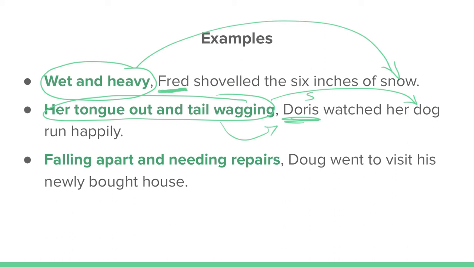Last example. Falling apart and needing repairs, Doug went to visit his newly bought house. Again, Doug is probably not the one falling apart and needing repairs, it's the house. This is supposed to modify the house, but since Doug is the subject, it seems like this modifies Doug. So, how do we fix a dangling modifier?